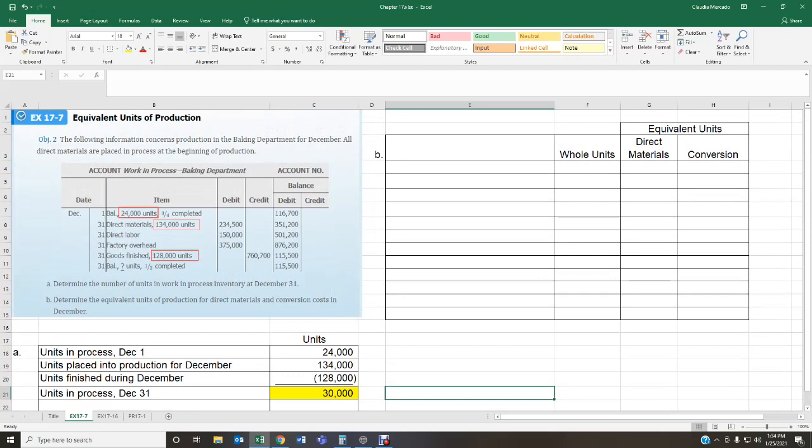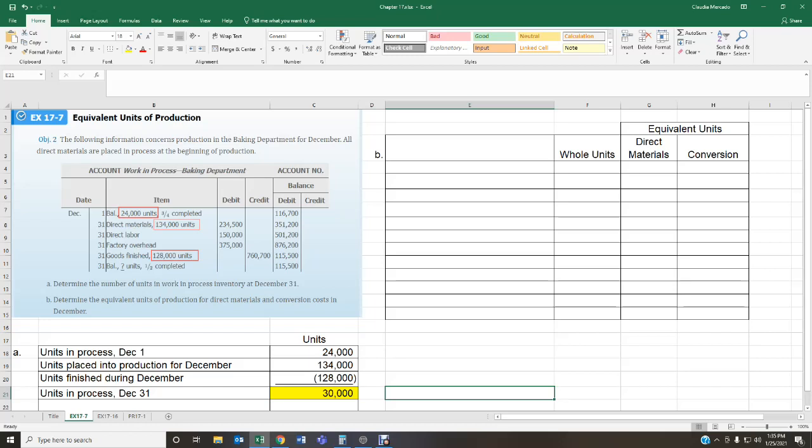Okay, now letter B is a little bit more complicated. It says determine the equivalent units of production for direct materials and conversion cost in December. Now it's very important that we go to the section of your book that talks about computing equivalent units of production. Okay, so basically that particular section goes over the difference between whole units and equivalent units of production. Basically, a whole unit is a number of units in production during a period, whether completed or not.